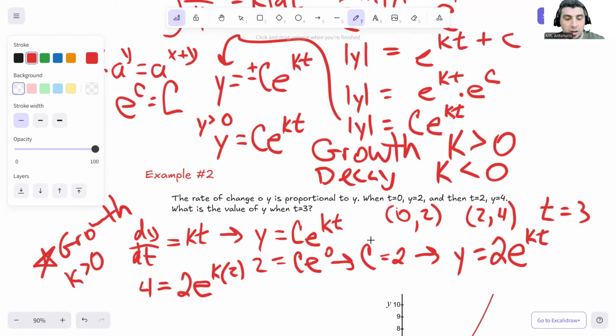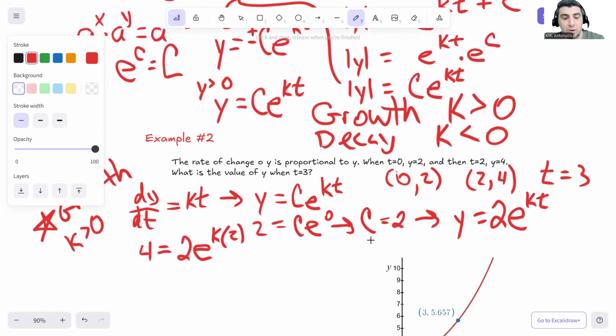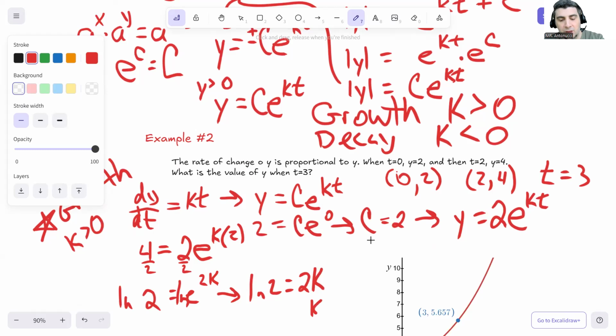Okay, now we want to solve for k. First thing we could do is divide the 2 off from both sides. So you'd have 2 equals e to the, I'm going to write that as 2k instead of k times 2. Natural log both sides. Then you would have natural log of 2 equals 2k. So k equals natural log of 2 all over 2. Now, if you plug that into a calculator to get the decimal value, just be careful that you do natural log of 2, close the parentheses, then divide by 2, because you don't want to put the 2 over 2 inside of the natural log.